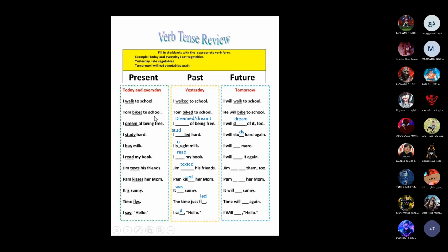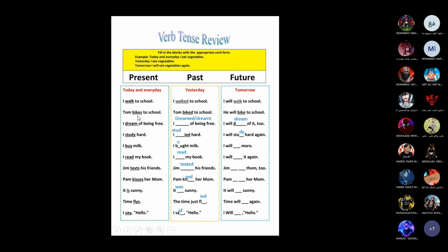Tom bikes to school. As you see, Tom is singular, refers to a singular person, one person, Tom. I can use he instead of Tom. So Tom bikes. As you see, bikes here is a verb and has s at the end. That means this is the present form of the verb. So you say, today Tom bikes to school, or Tom bikes to school every day. So this is so clear.